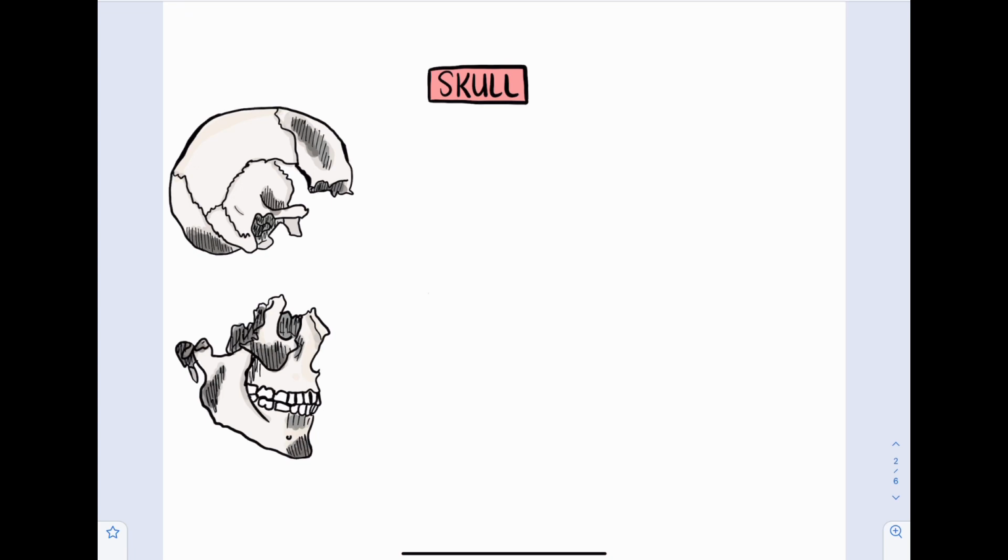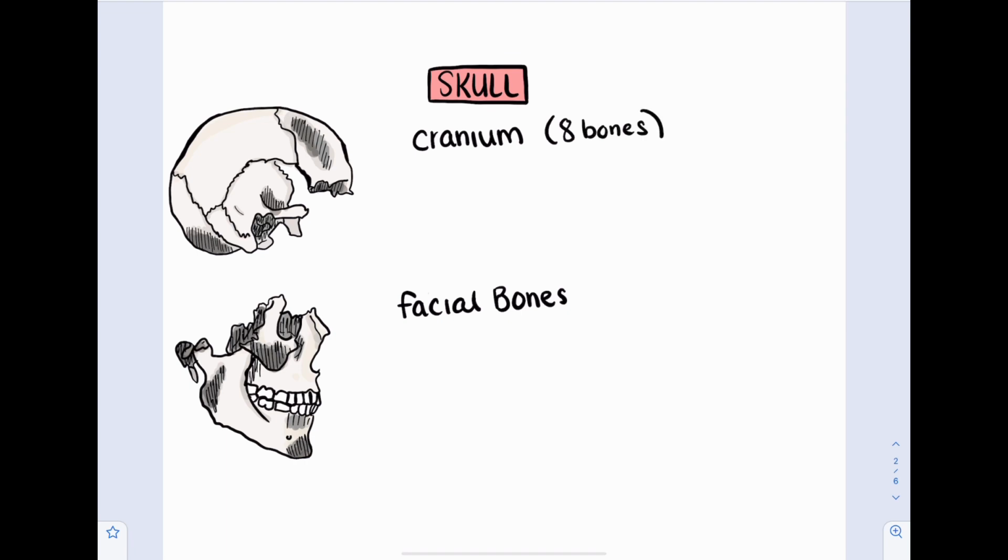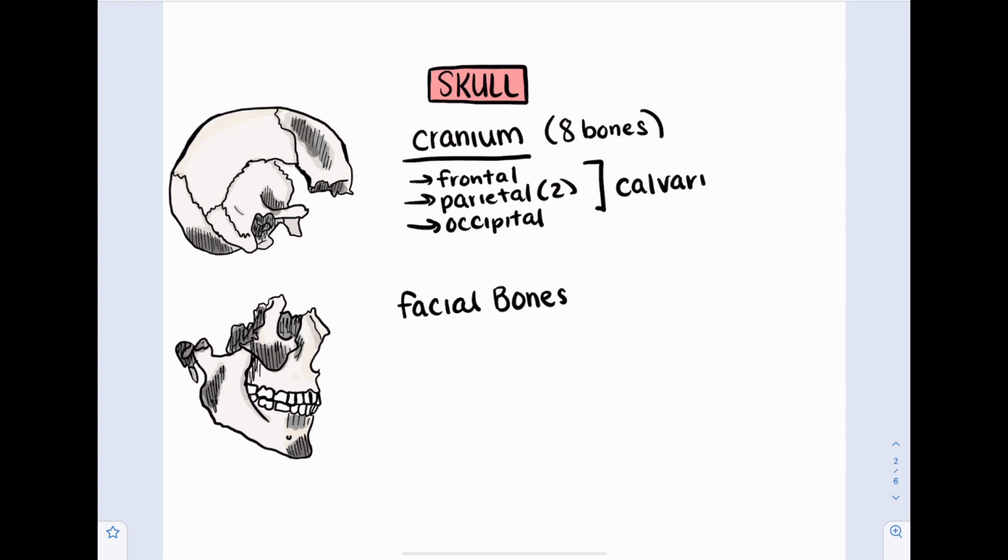The skull is composed of two sets of bones, the cranium and the facial bones. Now, the cranium is composed of 8 different bones and can be divided into two groups. The first group is the calvaria. The calvaria includes the frontal bone, the parietal bones, there are 2 of those, so I'll put a little 2 in parentheses, and the occipital bone. So these make up the calvaria.